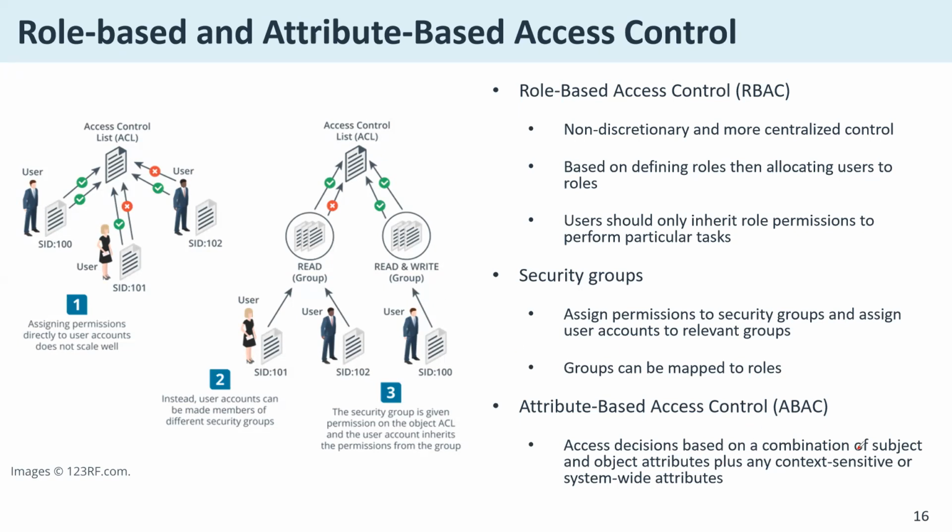Then, of course, attributes. Attributes is a combination of subject and object attributes plus any context-sensitive or system-wide attributes. So you can say for this particular file, we want people to be able to edit, people to be able to do this, people to be able to do this. So this is merely for planning. In a real situation, you're going to look at what works best for you and see how to combine the different access control list systems for your enterprise.